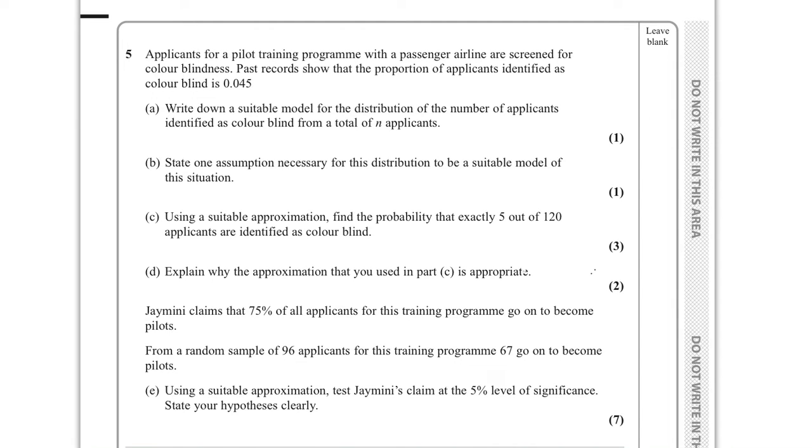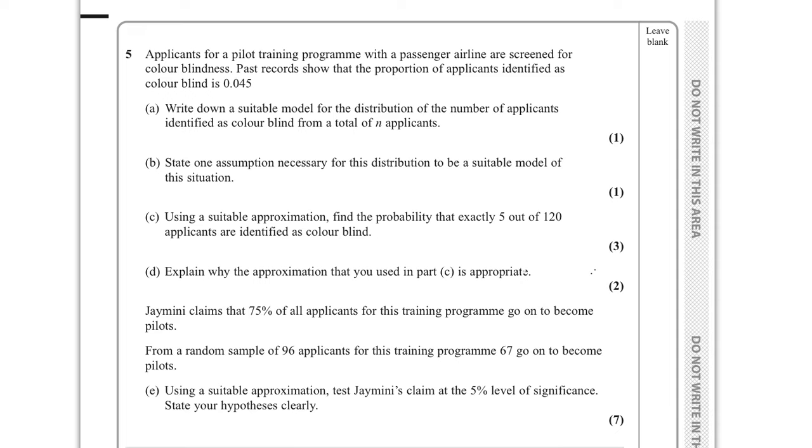In part 2, we're going to start with question 5. Applicants for a pilot training program with a passenger airline are screened for color blindness. Past records show that the proportion of applicants identified as colorblind is 0.045. In question A, we have to write down a suitable model for the distribution of the number of applicants identified as colorblind from a total number of n applicants.